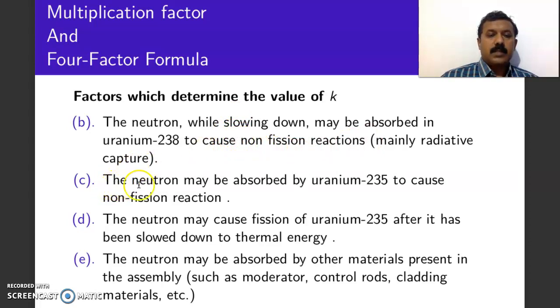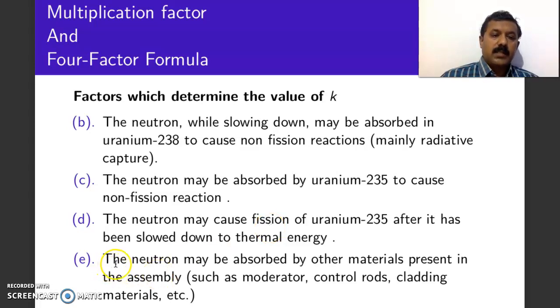And the third mechanism is that the neutron may be absorbed by uranium-235 to cause a non-fission reaction. This is very similar to the previous one, but in this case the absorber is uranium-235 instead of uranium-238. The neutron is absorbed by uranium-235, goes to the excited state, and comes back to the ground state by emitting a gamma photon. No fission takes place even in this process. The fourth mechanism: the neutron may be absorbed by uranium-235 to cause fission. This happens only after the neutron is slowed down to thermal energies.